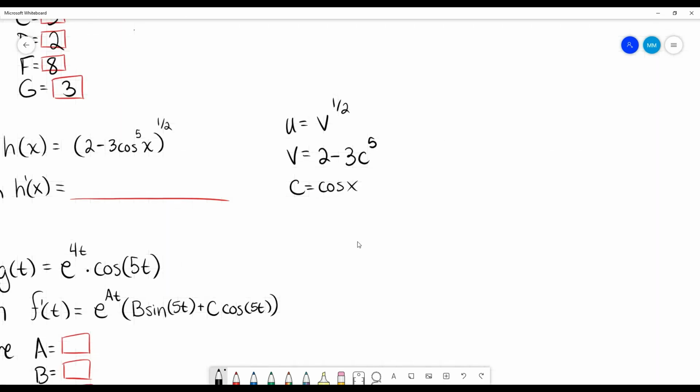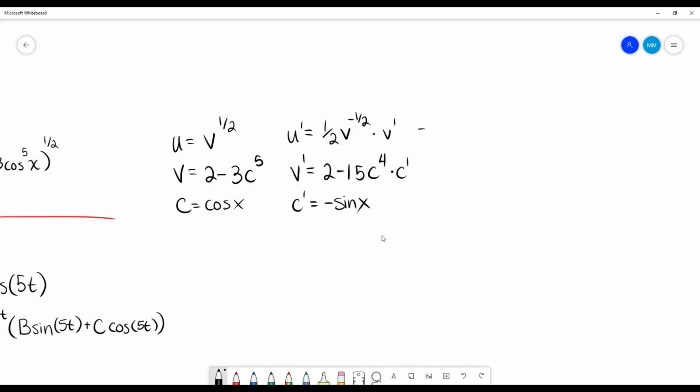Now, just like we did with the last one, figure out that the derivative of u is going to be this right here. Take our power rule, subtract 1, and then multiply that by our derivative of the inside. Take the derivative of that inside, it's going to be 2 minus power rule, 5 times 3 is 15, c to the 4th, and then of course times the derivative of our inside, and our inside derivative is negative sine of x, because the derivative of cosine of x is negative sine of x.